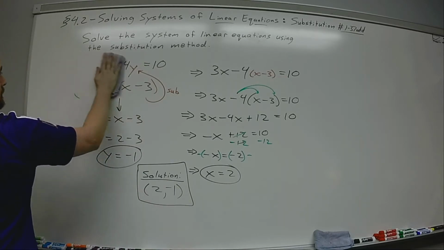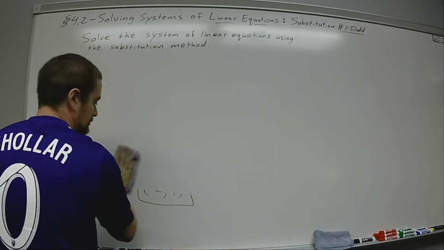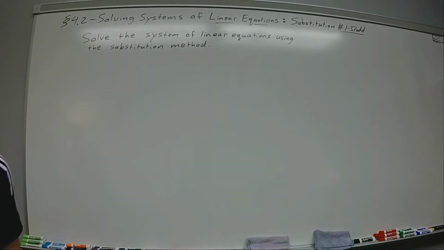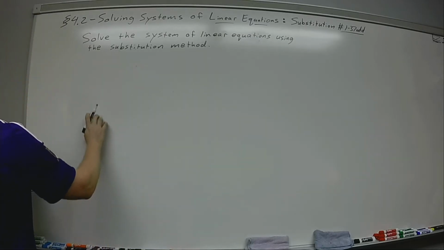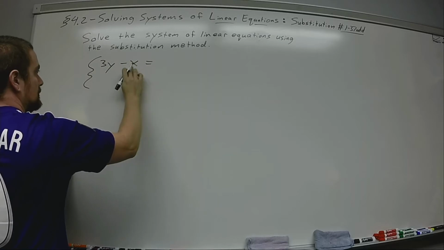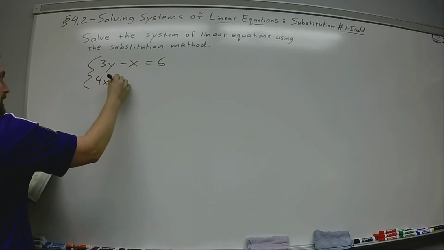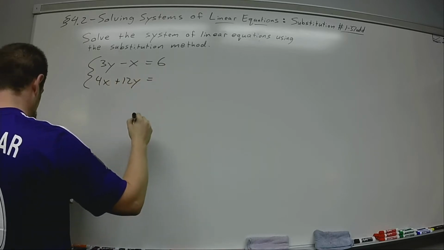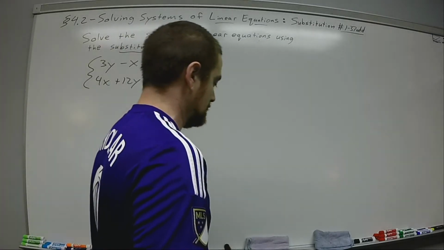Let's go ahead and do another one. Let's say we have a system that looks like 3y minus x is equal to 6, and 4x plus 12y is equal to 0. So again, we want to do this with our substitution technique.